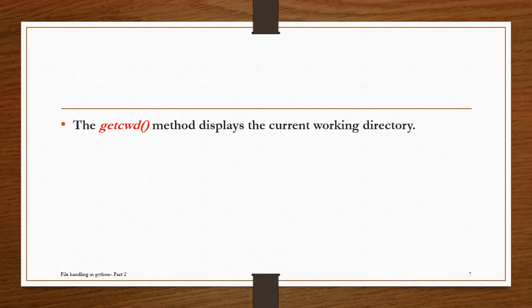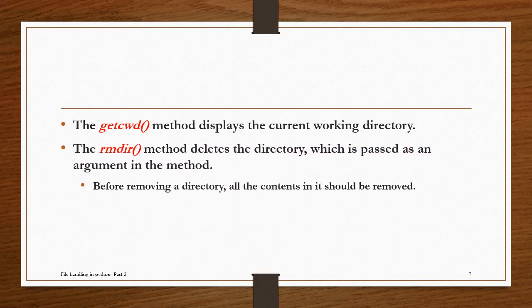The getcwd method displays the current working directory, whereas the rmdir method deletes a directory which is passed as an argument in the method. But before removing a directory, all the contents in it should be removed. Then only this rmdir method works well.